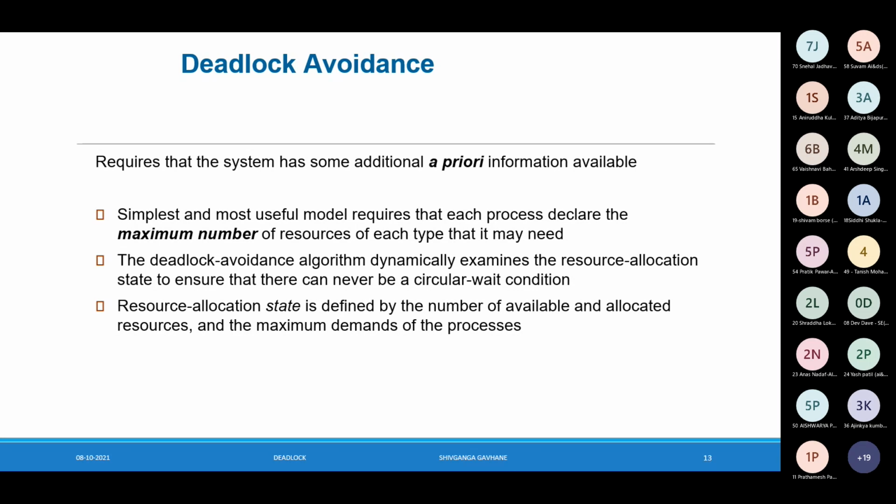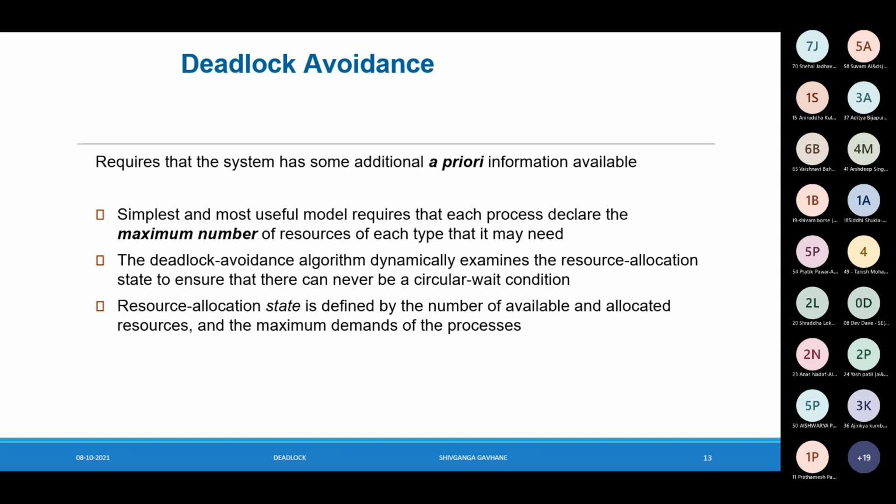That information will be needed beforehand, before the process executes. We need the future requirement of that process, how many resources it needs for its execution. Then the deadlock avoidance algorithm dynamically examines the resource allocation state to ensure that the system will never go into the circular wait condition. This is ensured by checking the state of the machine after resources are allocated. Before every resource allocation, it checks whether the system is going into circular wait.